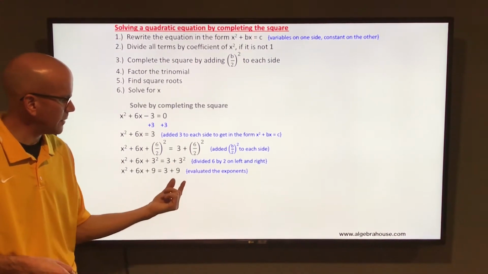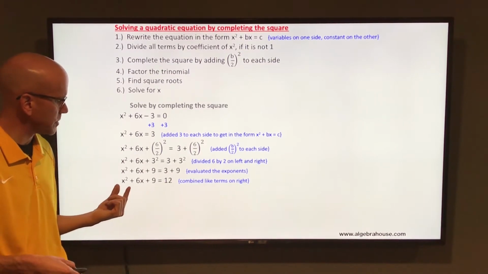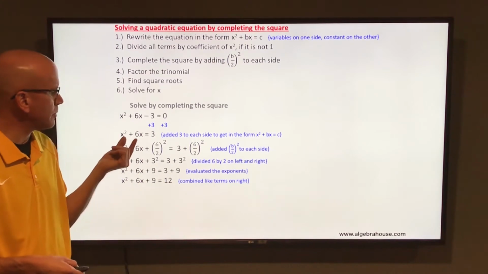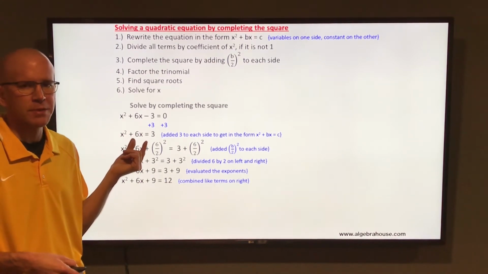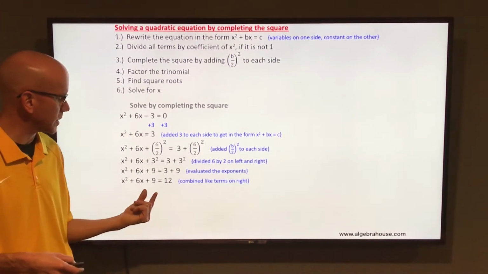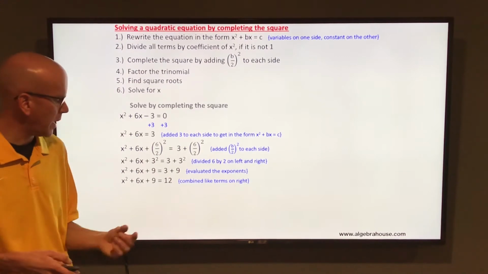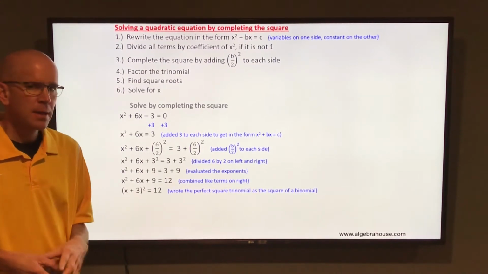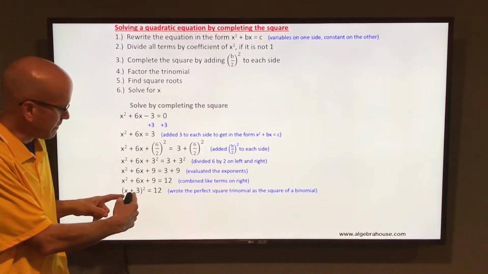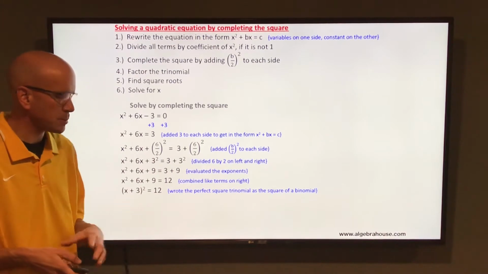Now on the right side, 3 plus 9 is 12. So we have x squared plus 6x plus 9 on the left side. That is a perfect square trinomial because you completed the square. You had x squared plus 6x, and you made that into a perfect square trinomial, x squared plus 6x plus 9. So that factors into the square of the binomial, x plus 3. That's in the form of a squared plus 2ab plus b squared, which factors into a plus b squared, or in this case, x plus 3 squared.